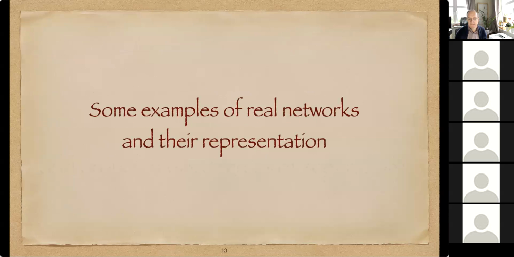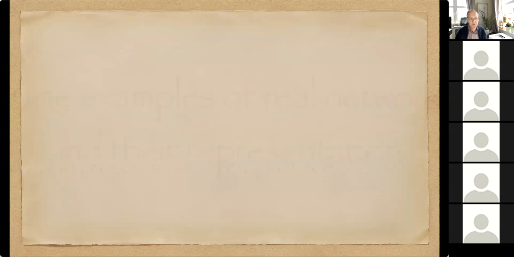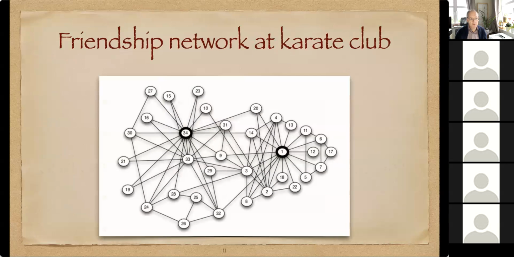Okay, let's first do some examples of social networks in particular. So I will talk about social networks for a few minutes. Here's, for example, a map of friendships at a club, a sports club, a karate club. And you have here all these members of the club.